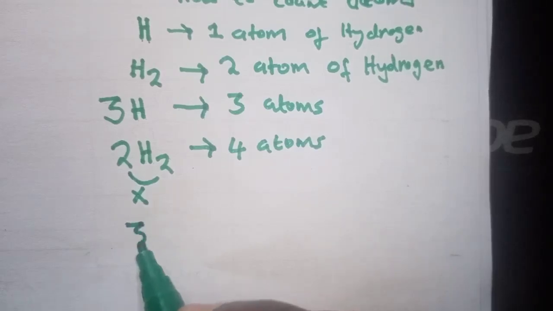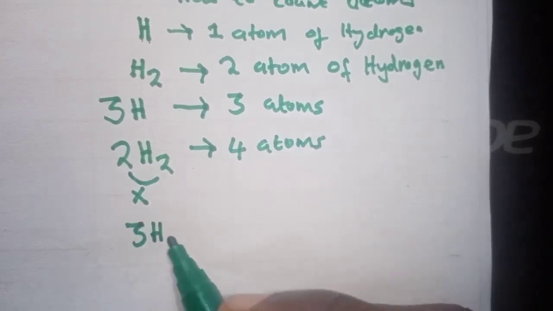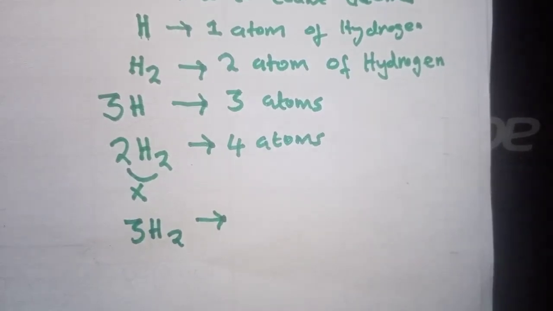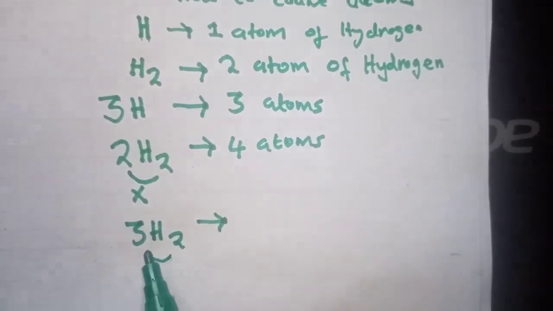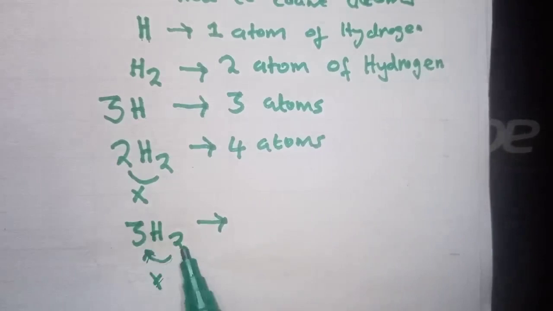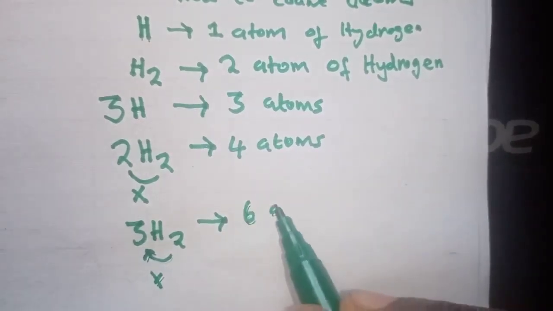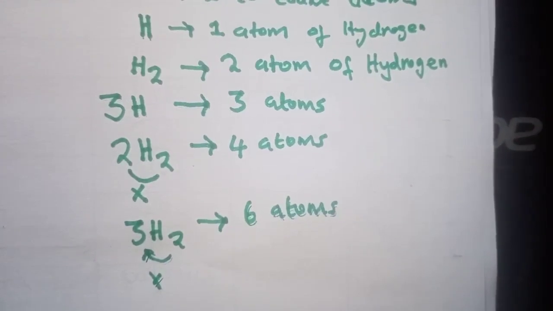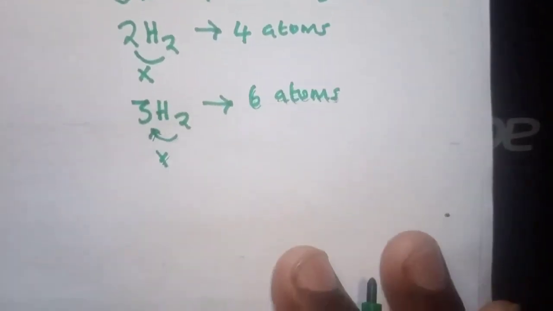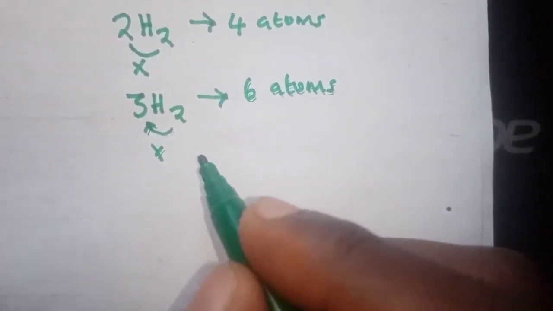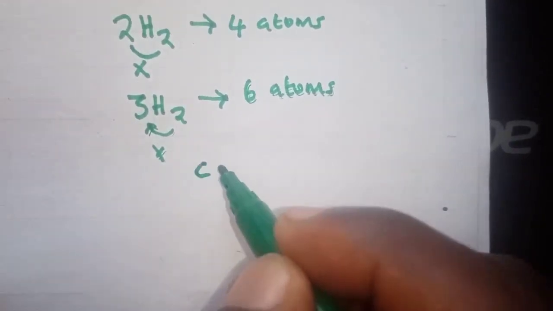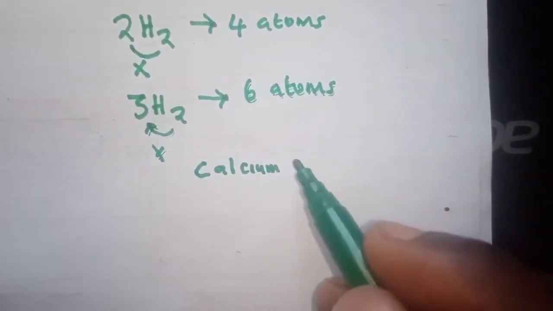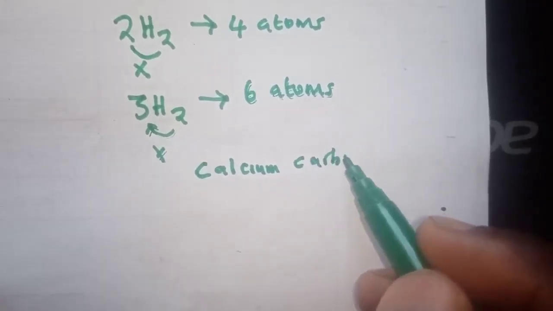What about if it's like this? How many atoms can you see here? You multiply 3 times 2, that is 6. So there are 6 atoms. Now let's say you are given a compound we call calcium carbonate.